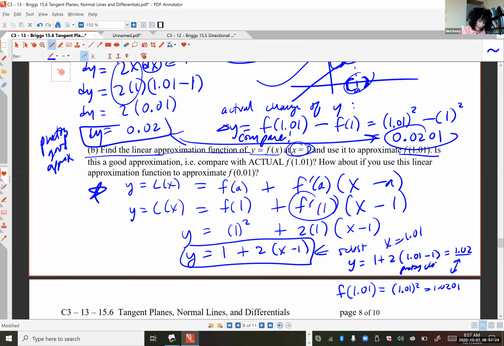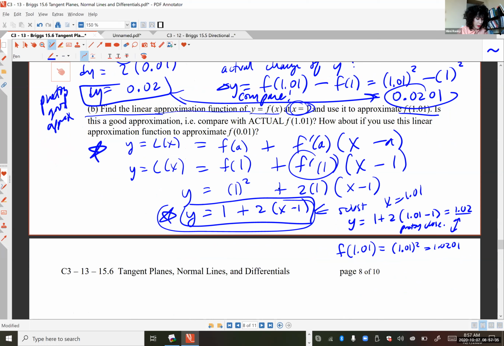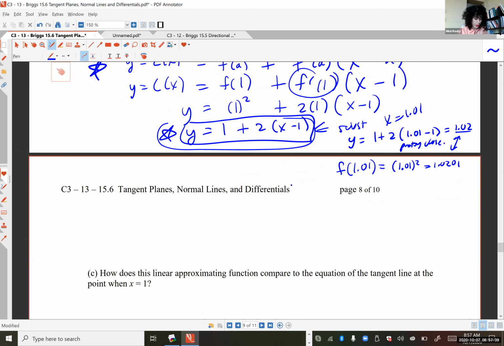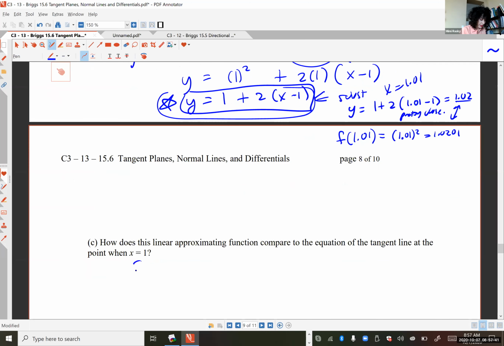So what are we saying? That tangent line, this function here, is a pretty darn good approximation of your function, as long as you stay within a close neighborhood of the point that the tangent line is for. So the answer here is they're the same.